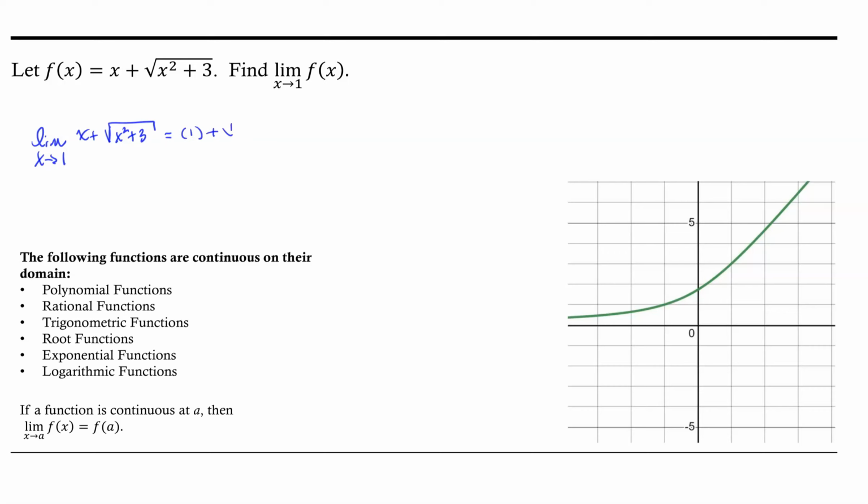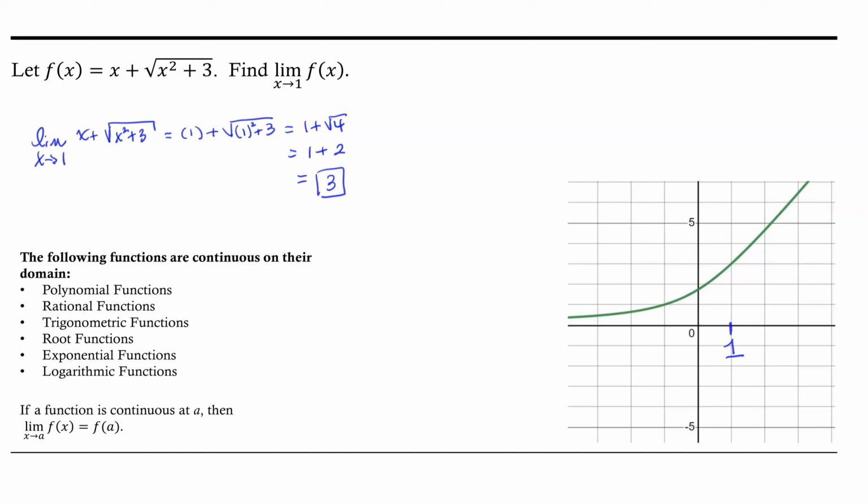So we'll have 1 plus the square root of 1 squared plus 3. So that's 1 plus the square root of 4, which is 1 plus 2, which is 3. So the value of that limit is 3. Now we can come over here to our graph and verify that. Here is 1 on the x-axis.